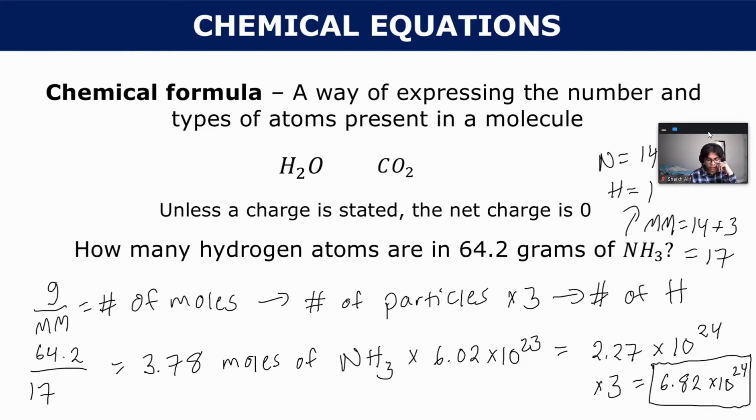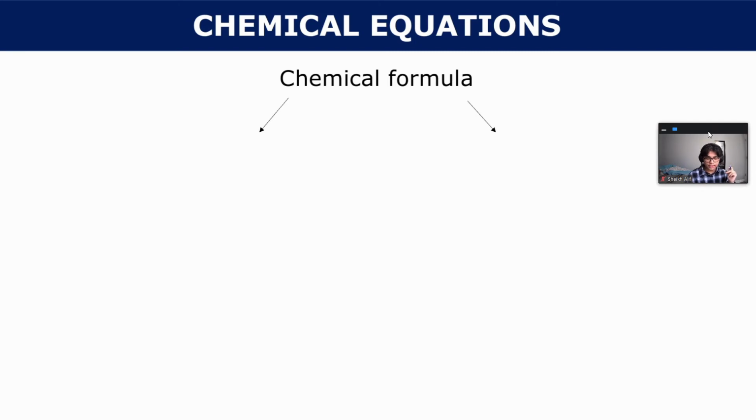But what's important is the process, because once you know the process, the calculation is really simple. We just plug stuff into a calculator. So we found the number of moles, convert that to particles, and then multiply by 3 to get the number of hydrogen atoms. And then the main takeaway is that the chemical formula tells you the number of atoms and the types of atoms. One more thing about chemical formulas is that there's really 2 types of them.